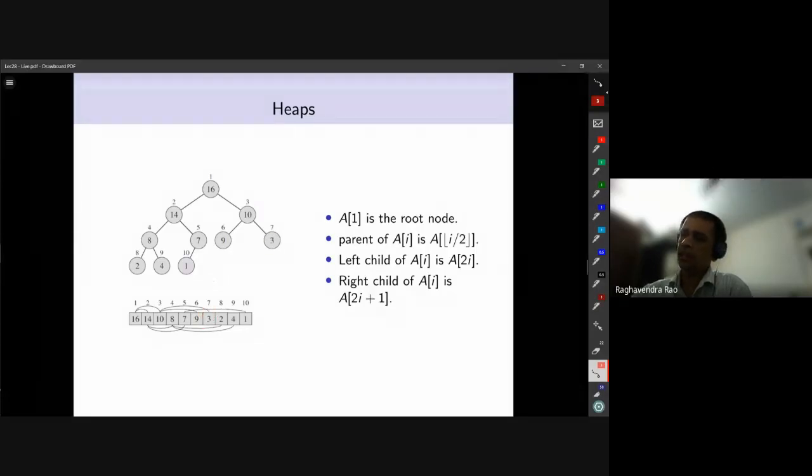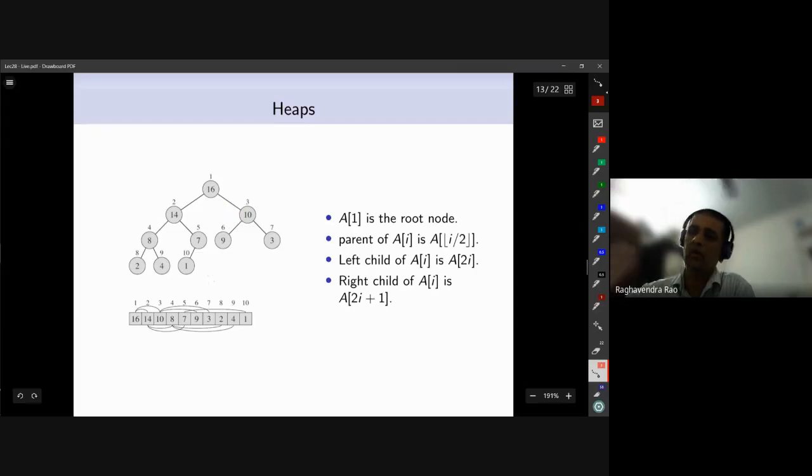Okay. So the condition is the tree should be almost complete. So only at the lowest level can you have leaves. So I cannot have a leaf here and go on till here.